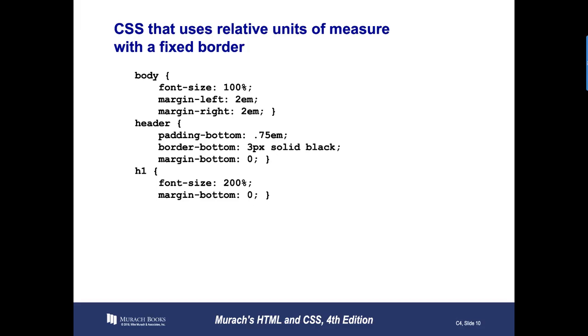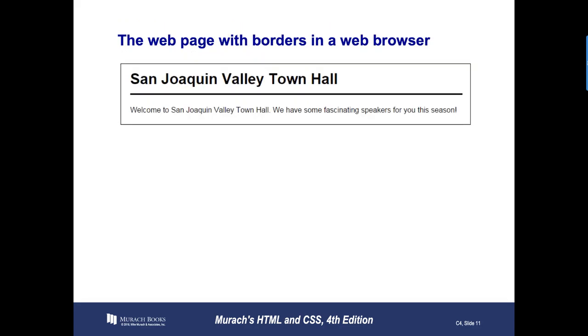Okay, so write those down. Write some of those property names down. Go look them up. See what they do. Play around with them. All right. So that's what that web page looks like.